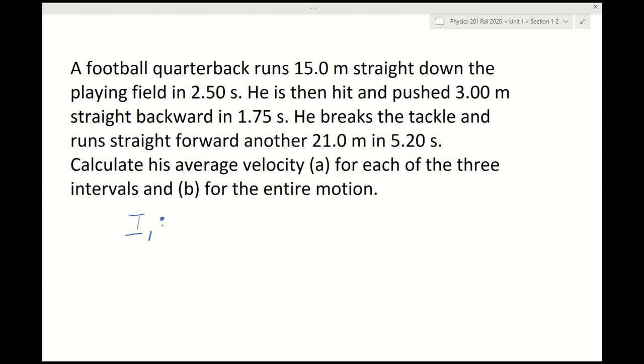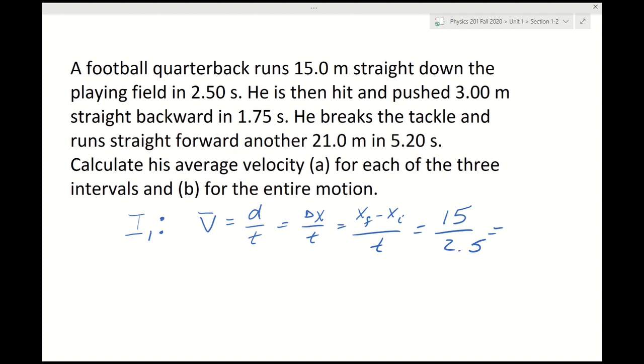His average speed is what? Well, it's a distance per time, or a delta x per time, or xf minus xi per time. Either way you look at it, that's 15 meters in 2.5 seconds. And 15 divided by 2.5 is 6.00 meters per second.